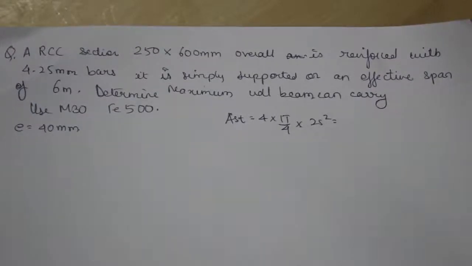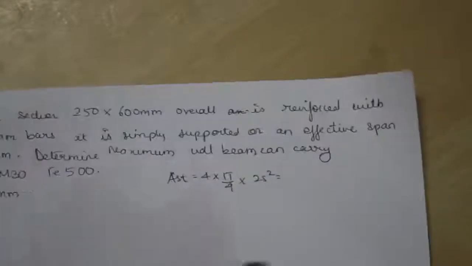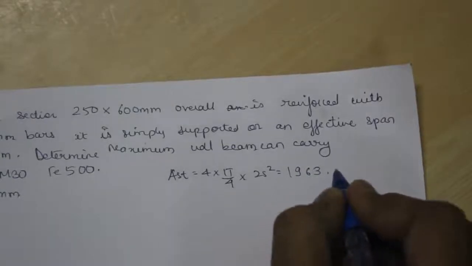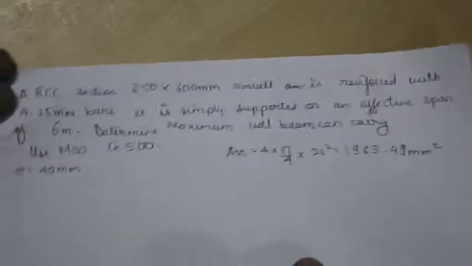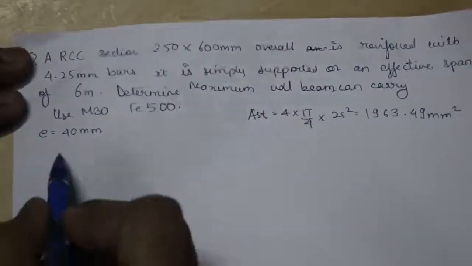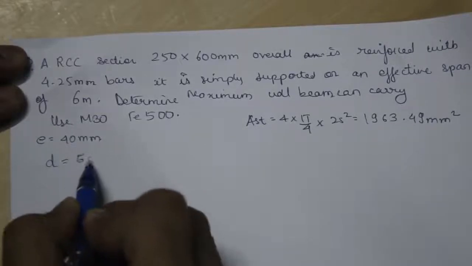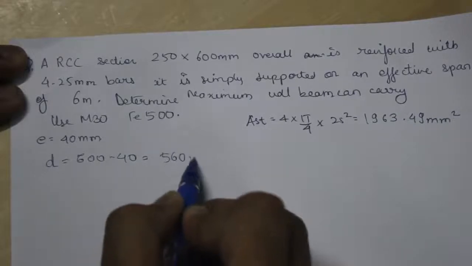First of all we will find out the area of steel. That was 4 bars of 25 mm, so that will be 1963.49 mm square. We need the effective depth of the beam. The effective cover is given as 40 mm, so the effective depth would be 600 minus 40, that would be 560 mm.